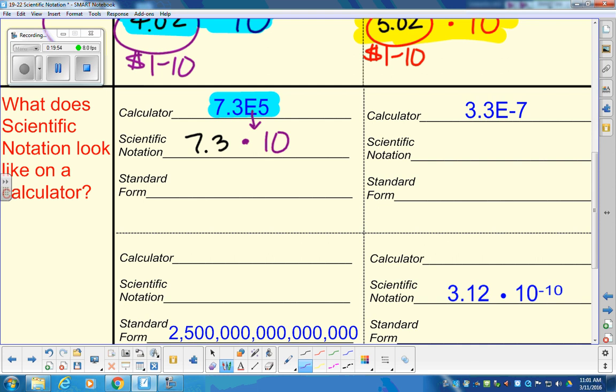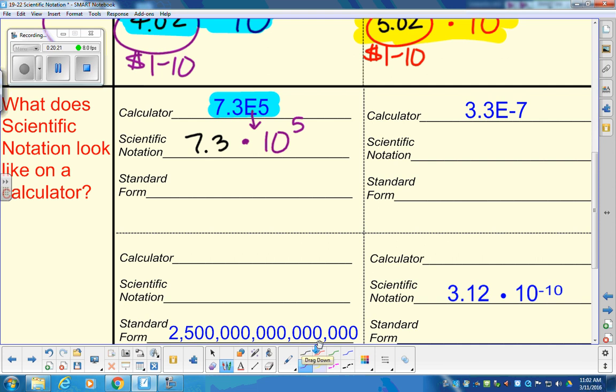The first rule is that it only accepts 1 to 10 in the bank as the coefficient. The second rule is you're multiplying by a power of 10. That's represented on the calculator by the E, at least the calculators we're using in class right now. That could change on any other website or any other standardized test, but that is the current way the calculators look on our TI-30s. That 5 represents the power, so that actually is the same as 7.3 times 10 to the 5th power, just like we were just working through, called scientific notation.